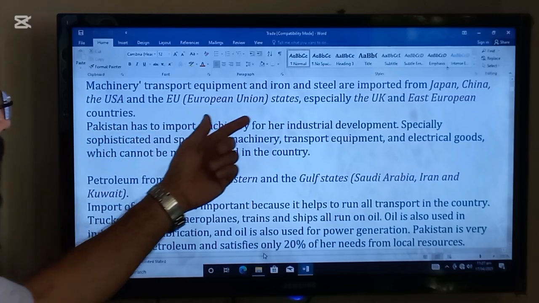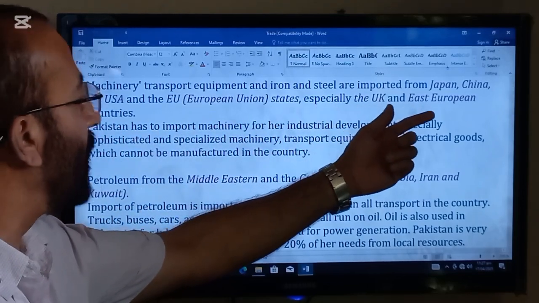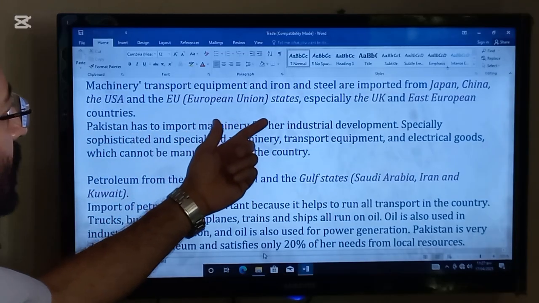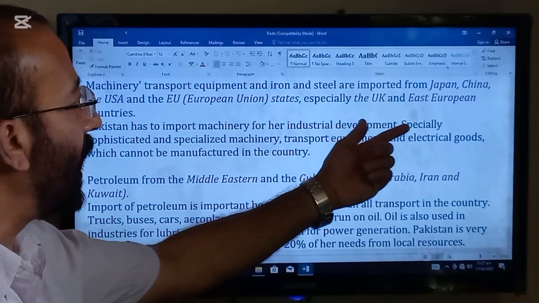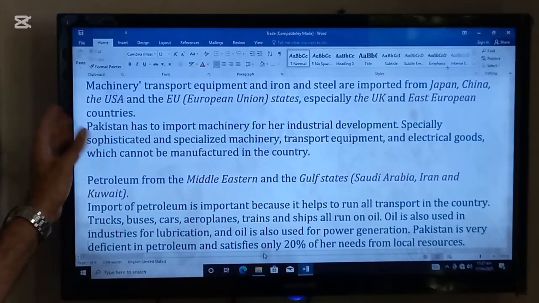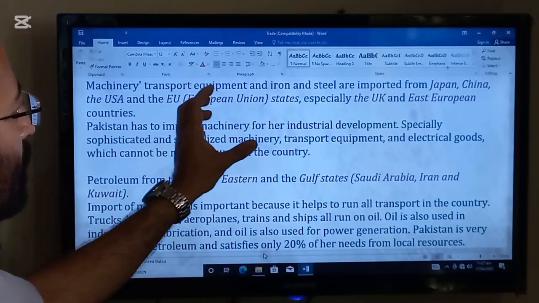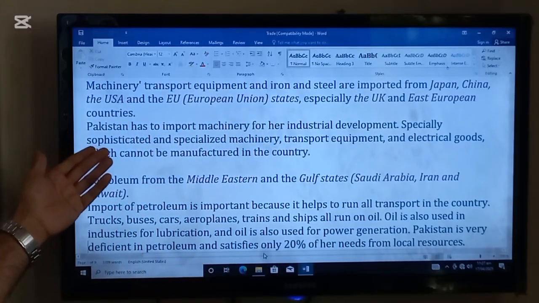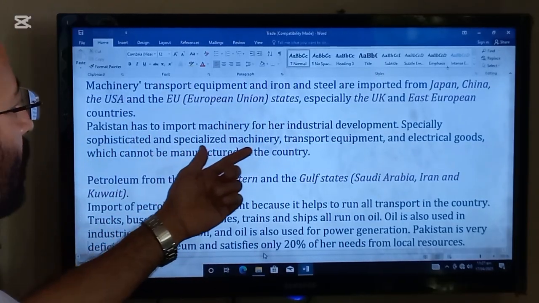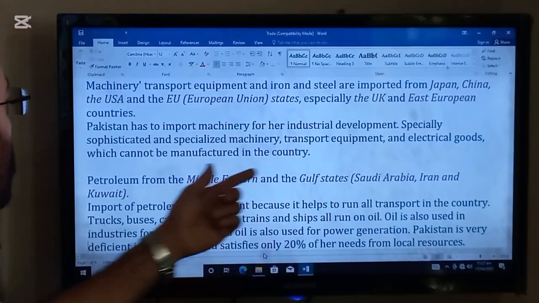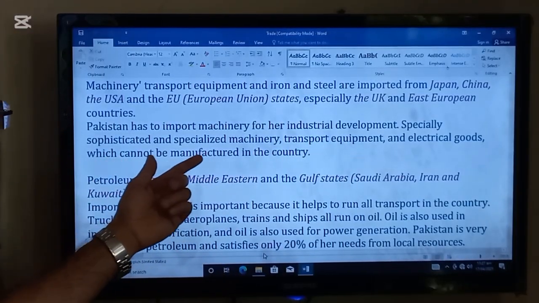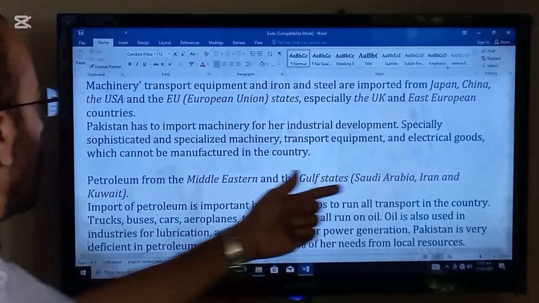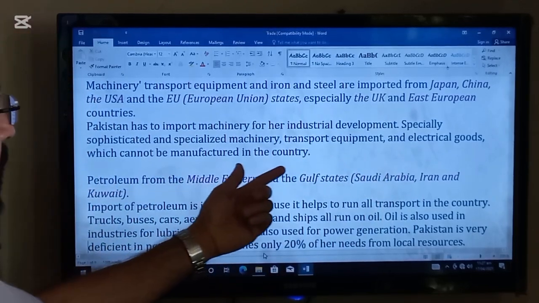Machinery, transport equipment, and iron and steel are imported from Japan, China, and the USA and the EU, that is European Union states, and especially the UK and the East European countries. So machinery and transport equipment and iron and steel are imported from these countries. Pakistan has to import machinery for her industrial development, especially sophisticated and specialized machinery, transport equipment, and electrical goods which cannot be manufactured in the country.